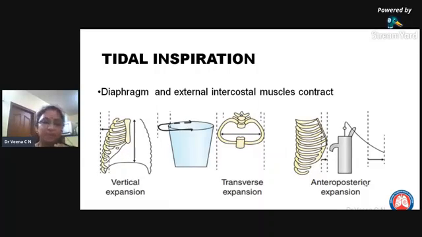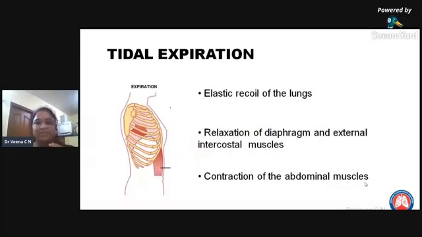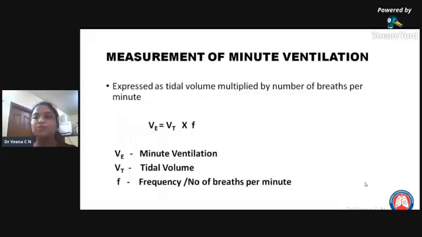Whereas tidal expiration is a passive process which involves elastic recoil of the lungs, relaxation of the diaphragm and the external intercostal muscles, and contraction of the abdominal muscles, which pulls the diaphragm upwards, thereby decreasing the size of the thoracic cavity.